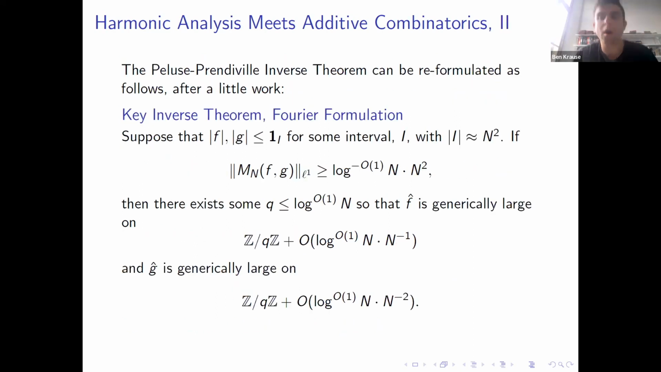So after some work, you can reformulate the Pálfy theory as follows. Suppose that f and g are bounded by the indicator of an interval of length n squared, and the bilinear average is nearly maximal. Well, the conclusion is that there's some q that's not too big, so that f hat has large Fourier coefficients near z mod q, and simultaneously g hat has large Fourier coefficients near z mod q. And what I mean by near is in terms of scaling. We're shifting f linearly, so near means 1 over n, and I shift g quadratically, so near means 1 over n squared.